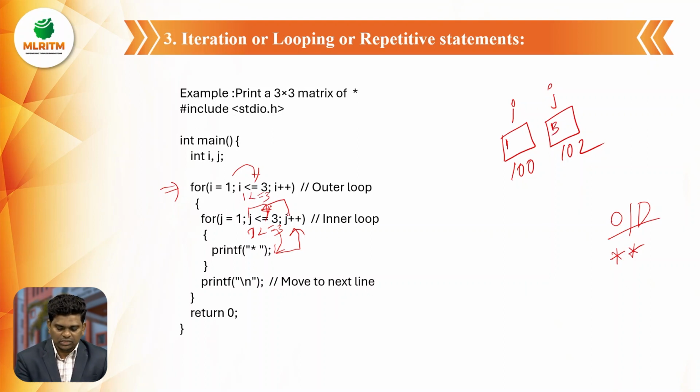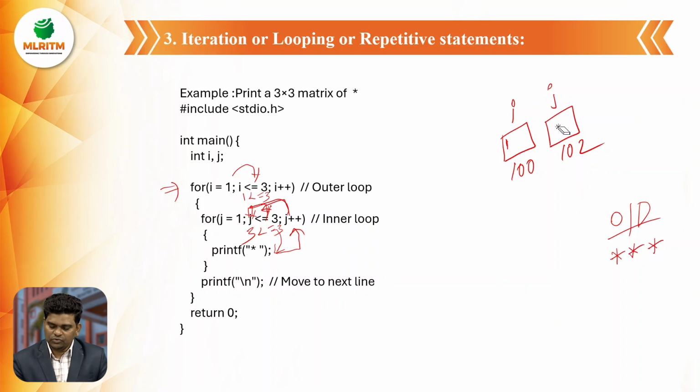Then it goes to the conditional part, j less than or equal to 3. What is the j value in memory? 3. 3 is less than or equal to 3. Yes, it is true, and it enters the body. Then it displays hash again. After the body, it goes to the modification, that is j plus plus.